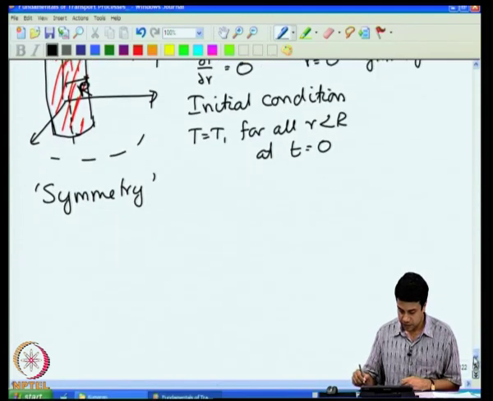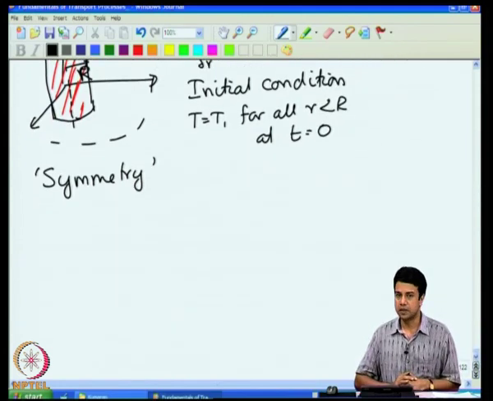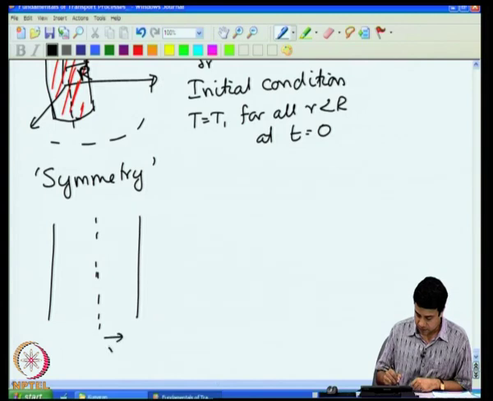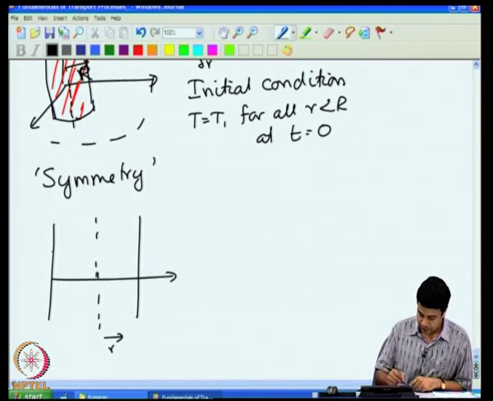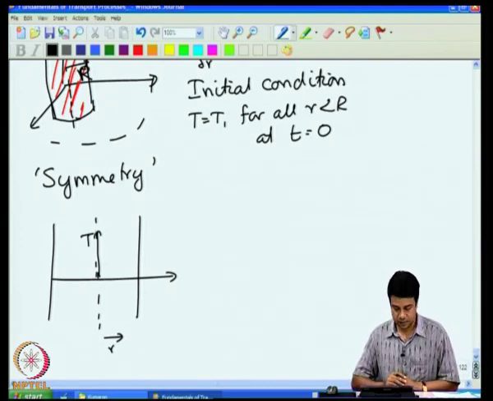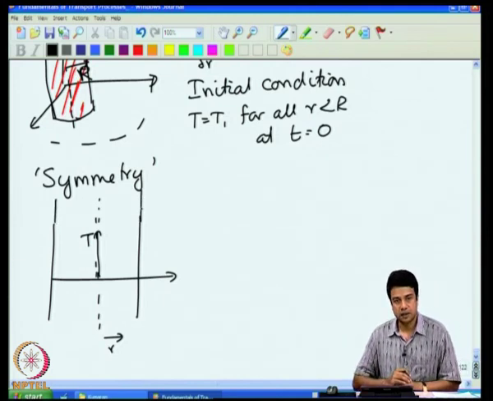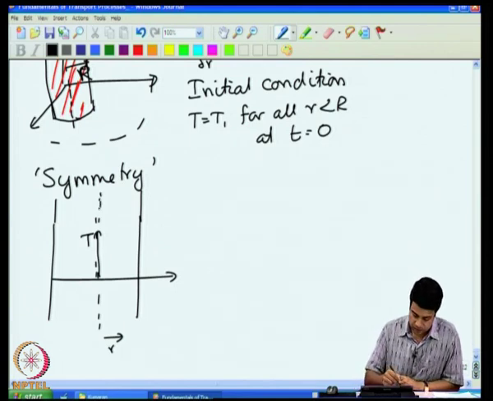Okay. Let us assume for the sake of argument that the derivative is not 0 at the center. So, this is my cylinder, this is my central axis. This is my r coordinate and I will plot the temperature as a function of the distance, the radius. And let us assume for the moment that the derivative of the temperature with respect to radius is not 0 at the center. So, let us assume that we have a non-zero derivative at the center.